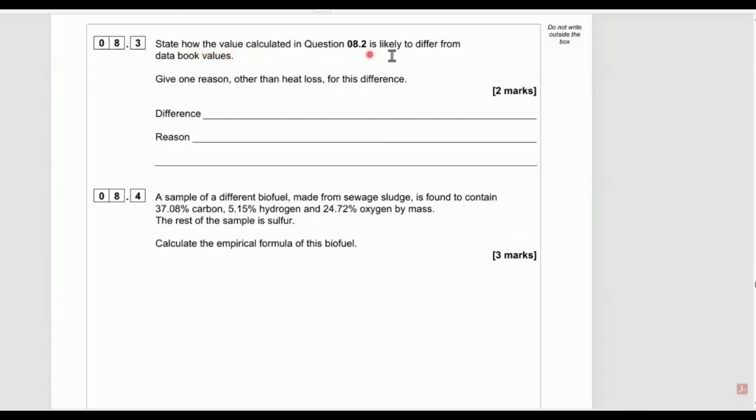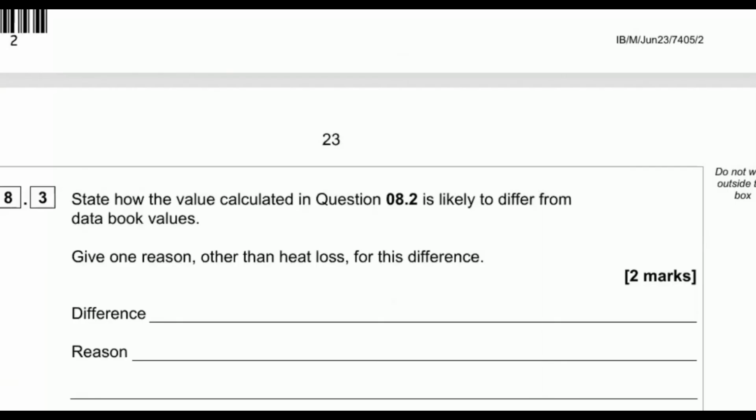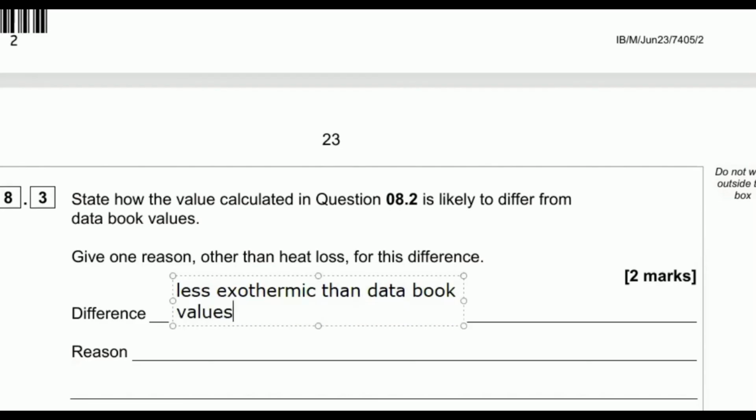Okay, moving on, 8.3: state how the value calculated in 8.2 is likely to differ from the data book values. Give one reason other than heat loss for this difference. So of course our value is going to be less exothermic. It's lost a lot of heat. When you do calorimetry, you always lose heat through the equipment, through the air, to the surroundings, so you get a less exothermic value. The temperature doesn't go up as much as you think.